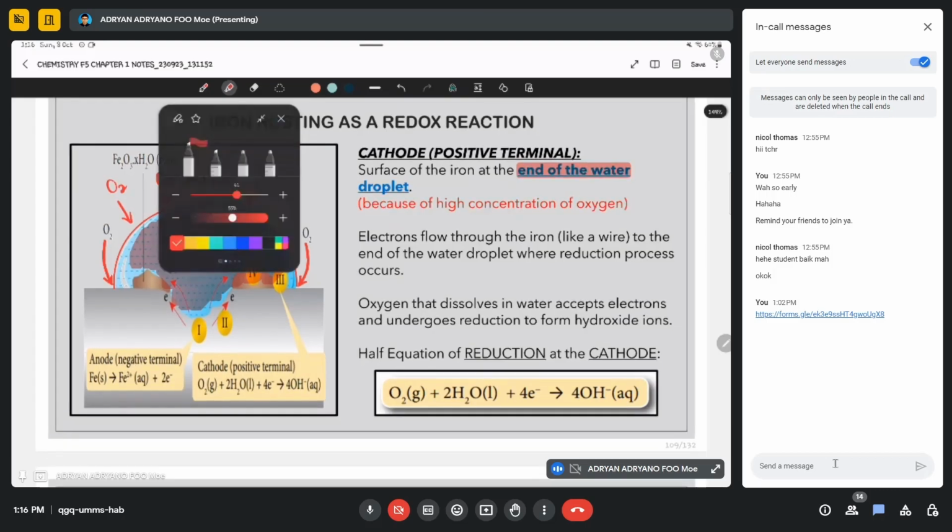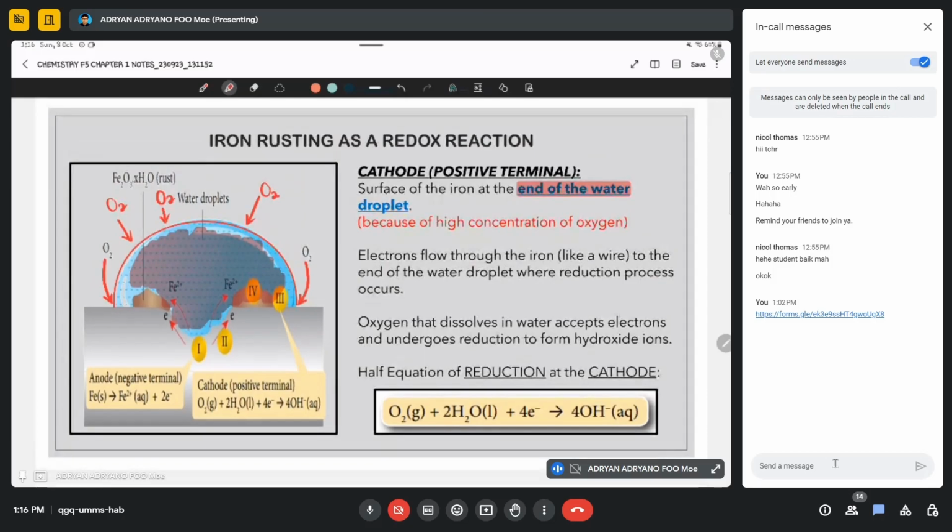It's at the end of the water droplet. Therefore, at the end of the water droplet, the concentration of oxygen is very high. 因为敌人一直冲进来，so therefore they will undergo what? Cathode 它会 undergo 什么？Reduction. 所以 reduction occur at the cathode.